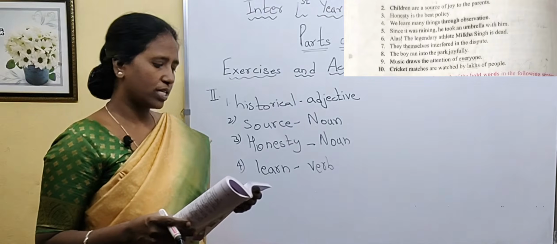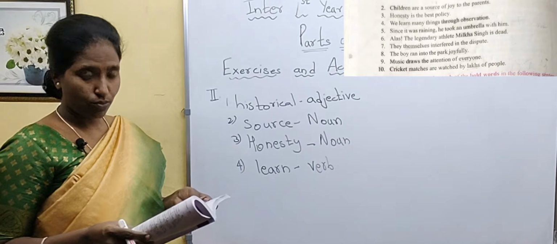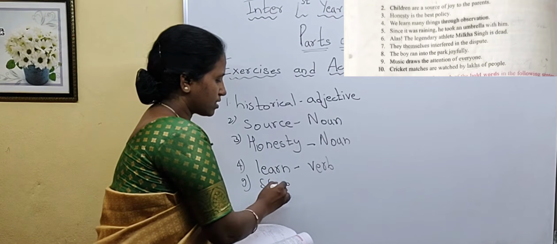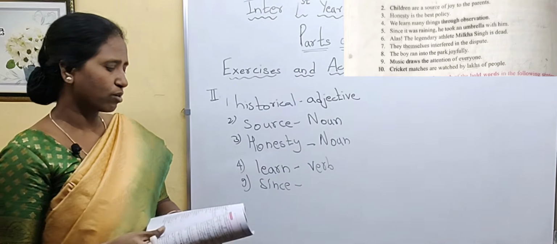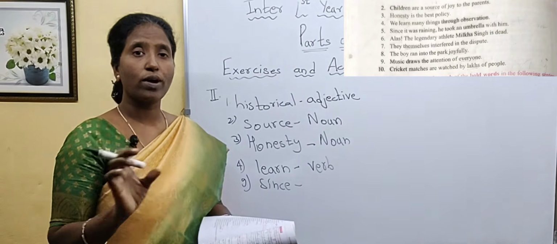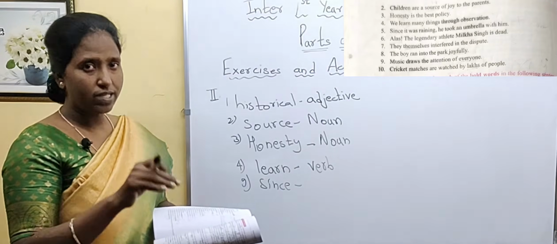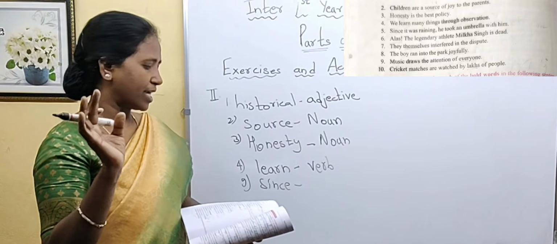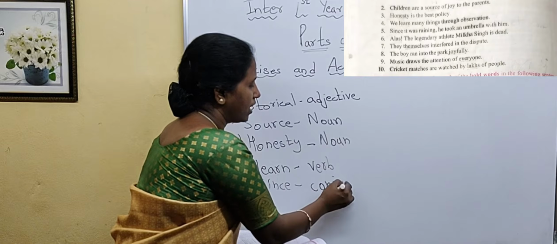Since it was raining, he took an umbrella with him. Here the word since is underlined. Since is a conjunction. It is combining two sentences. It was raining. He took an umbrella with him. These are two sentences. The since is giving the reason. The since is the word which is combining them. So since is a conjunction.